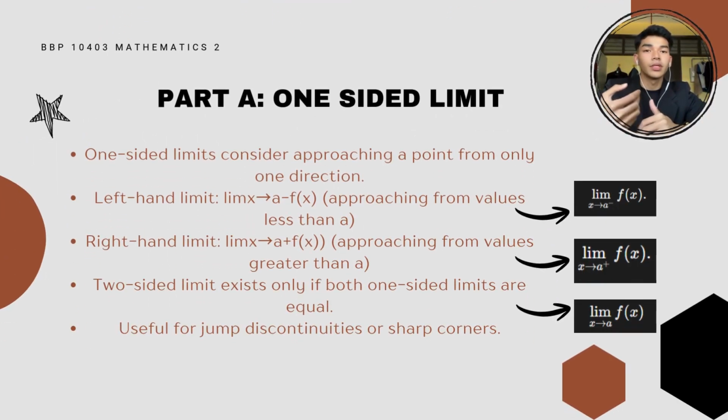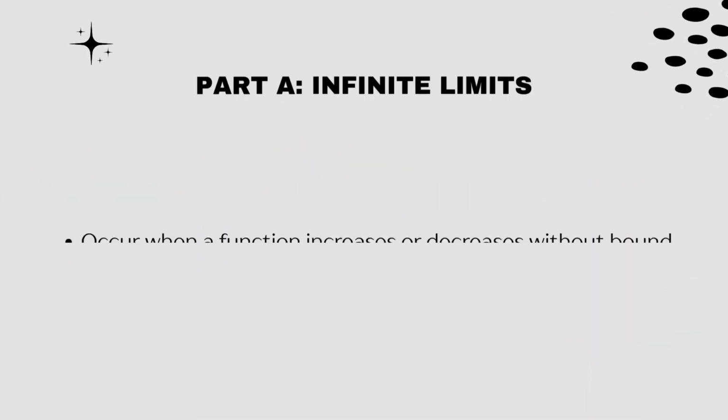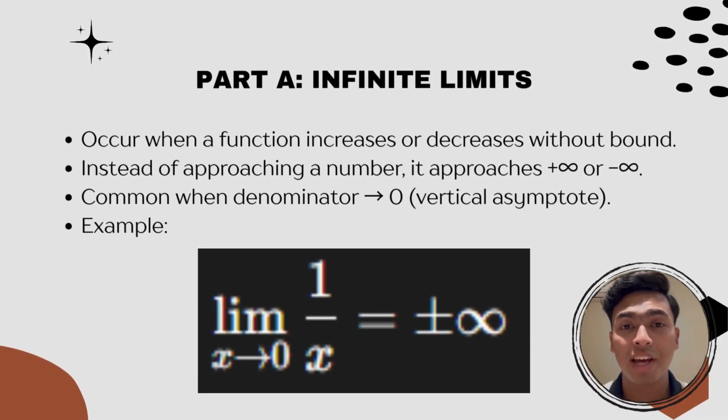One-sided limits describe the value a function approaches as the input gets closer to a specific point from one direction only. The left-hand limit considers values approaching from the left, while the right-hand limit considers values from the right. A two-sided limit exists only if both one-sided limits are equal. This concept is especially useful when a function behaves differently on each side of a point, such as at jump discontinuities or sharp corners. On this slide, I will explain what infinite limits are.